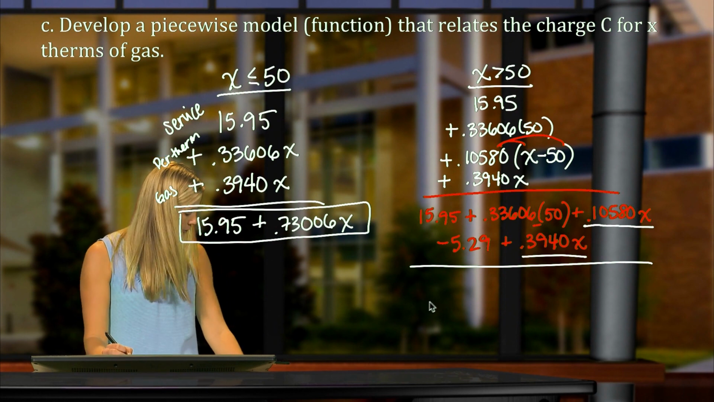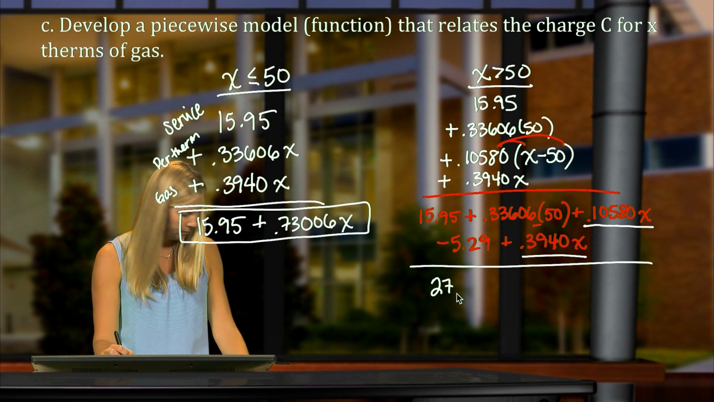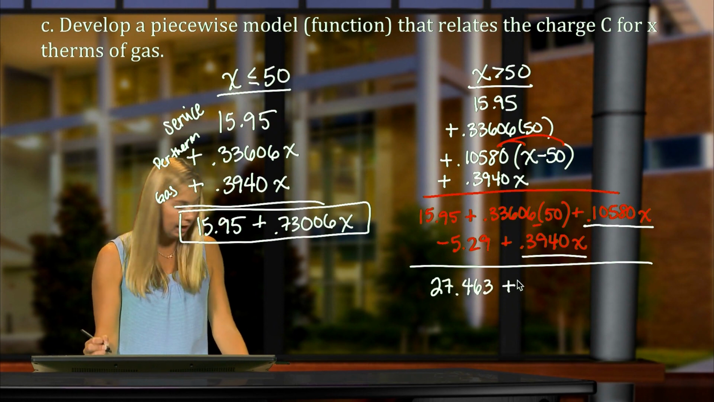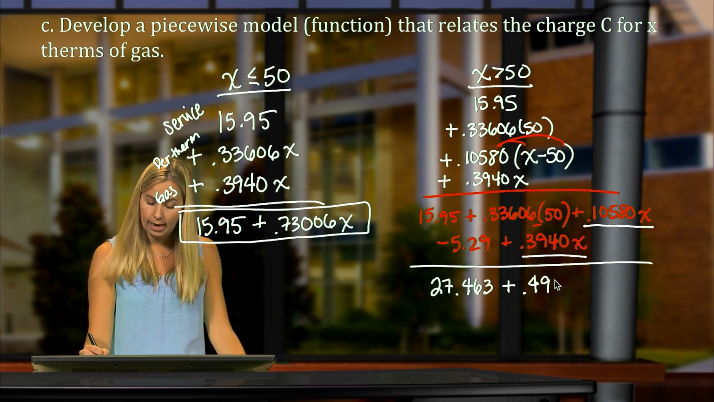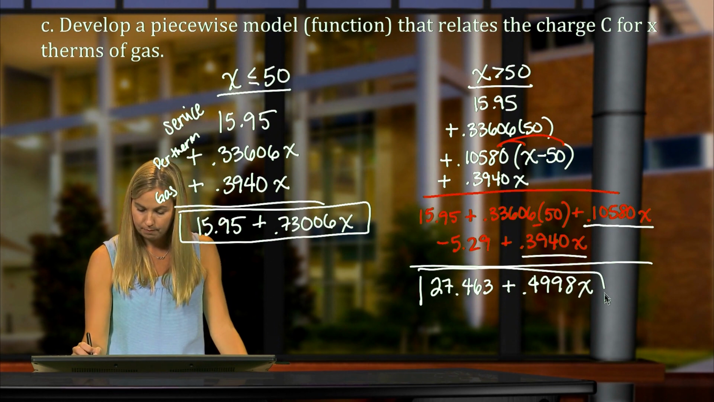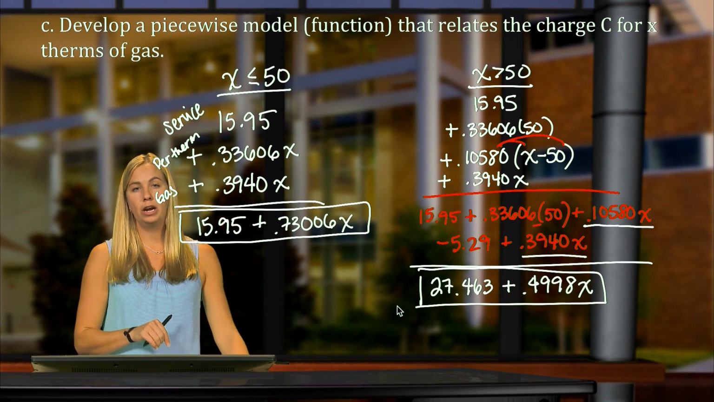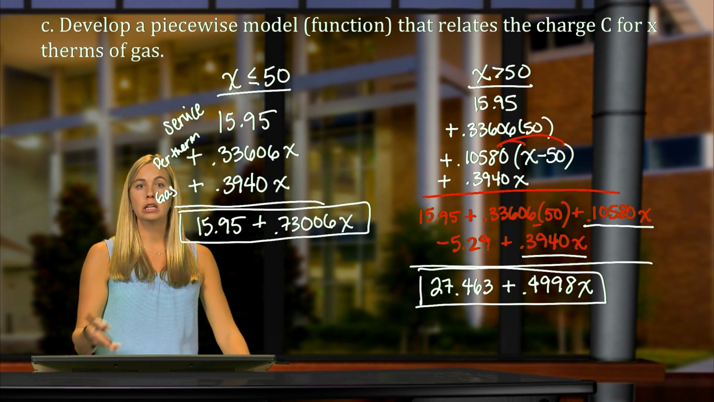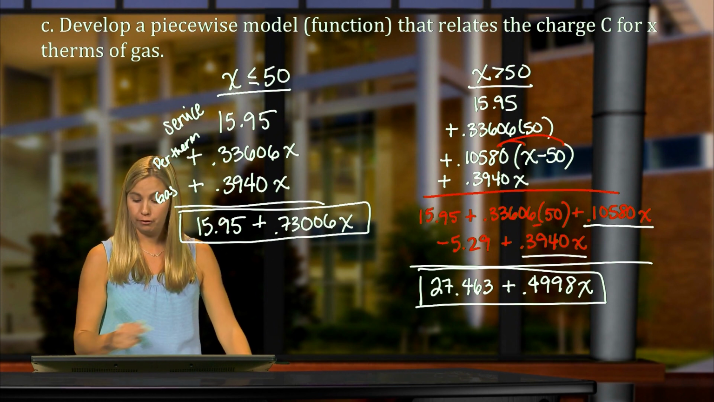So when we combine everything, we get 27.463 plus 0.4998x. So these are the two equations that we use to determine our bill regardless of how many therms we use, just for x number of therms.